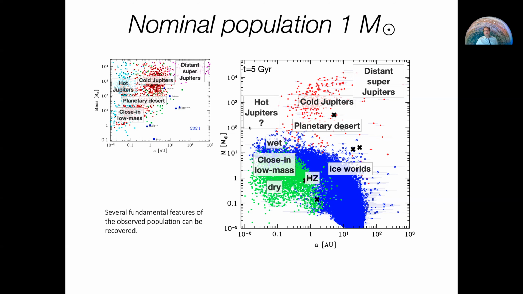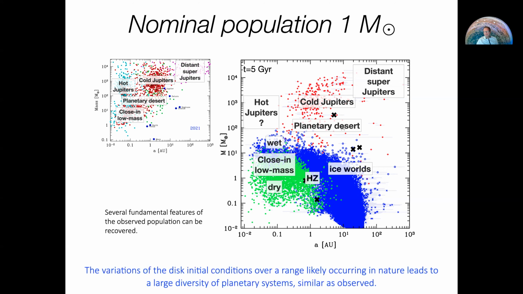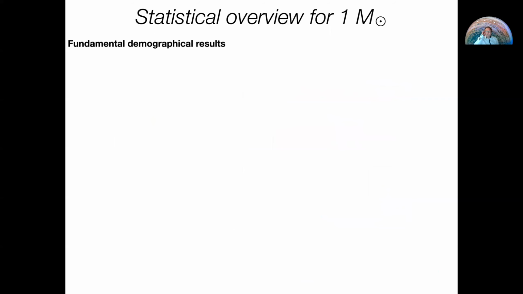But there are also disturbances, like here, the hot Jupiters, which are absent in the synthetic model, and we come back to that later. And we see something which was already seen in the Ida and Lin models: the variation of the disk initial conditions over a range likely occurring in nature leads to a large diversity of planetary systems, which is similar to what is observed. Let's continue a little bit with some fundamental statistical results before we go to the comparison with the observations.